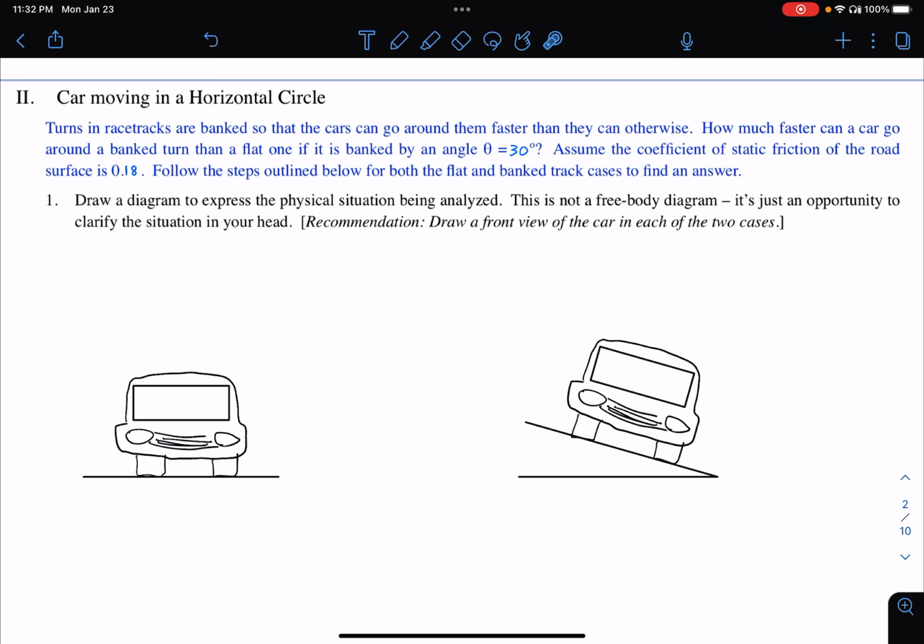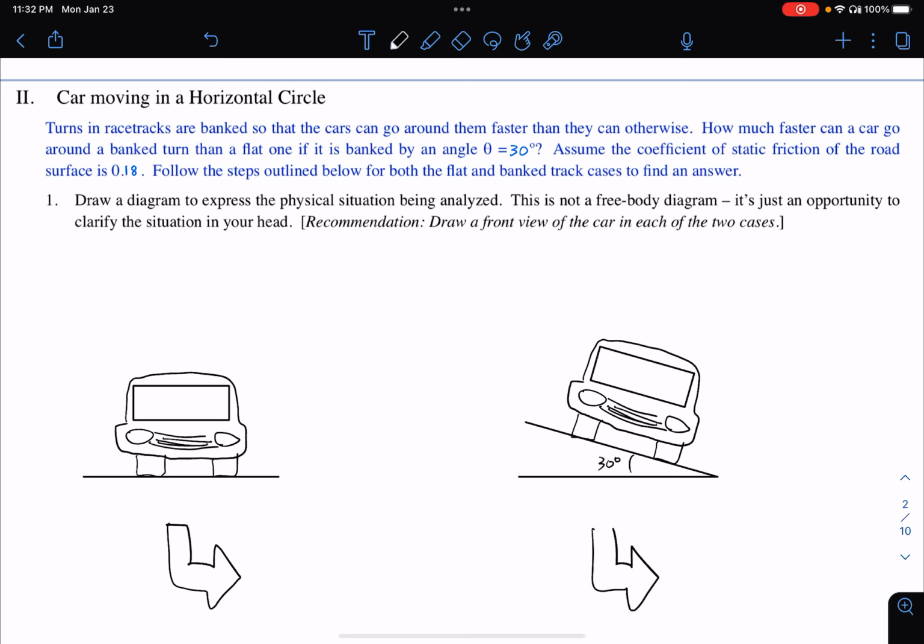For activity 2, I changed the angle of the slope to 30 degrees and the static friction coefficient to 0.18. So right now we are comparing the scenario of a car driving on a flat road to a road with an inclined angle, and in this case, it will be 30 degrees. What the car is doing right now is turning toward the right.